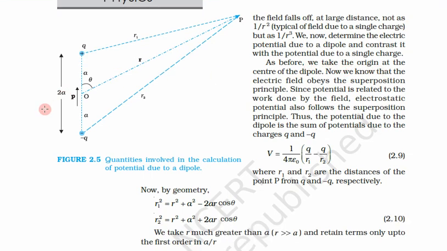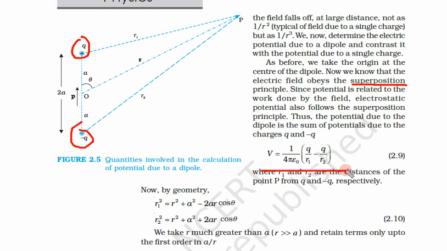As before, we take the origin, so this is the origin, and now we know that electric field obeys the superposition principle. Last year we discussed the superposition principle. It is simply adding two fields or two quantities, and we saw that the electric field due to different charges was simply the addition of the fields. Now similar holds true for the potential. So the potential due to this positive charge and negative charge simply adds up.